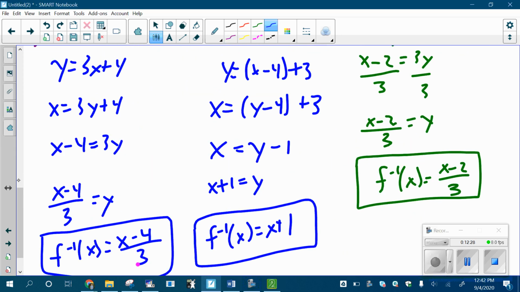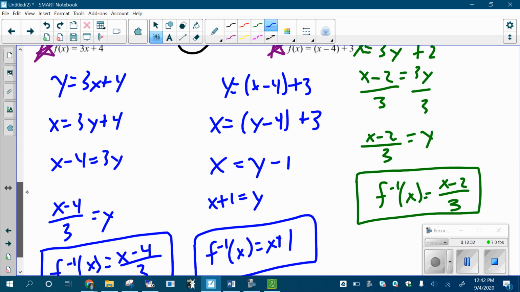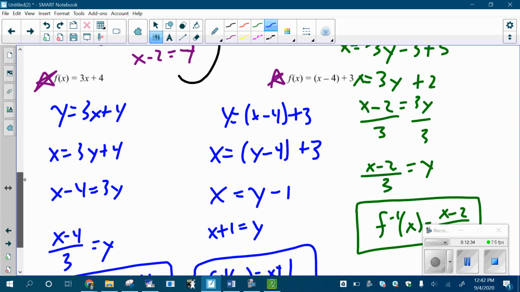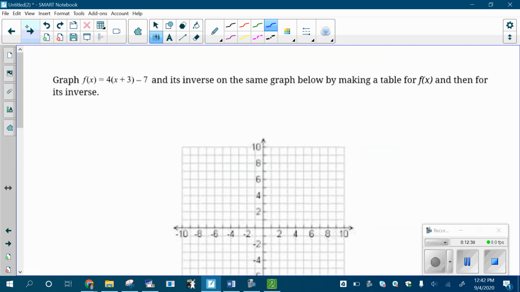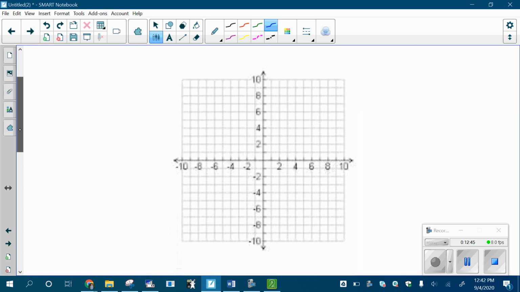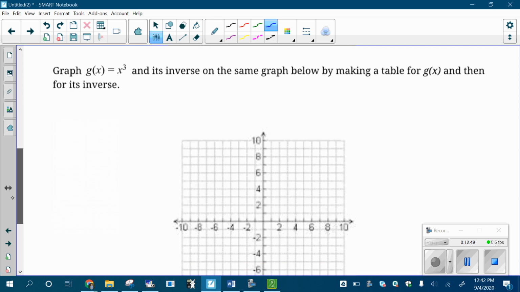Okay, so those blue ones were what I got for the inverses of those 2 functions. So you can pause and take a look at that work if you want. And I just want to do one more thing here. I want to do a little bit more of this graphing thing real quick. Let's just do, yeah, let's do this one. This one's a little more fun.